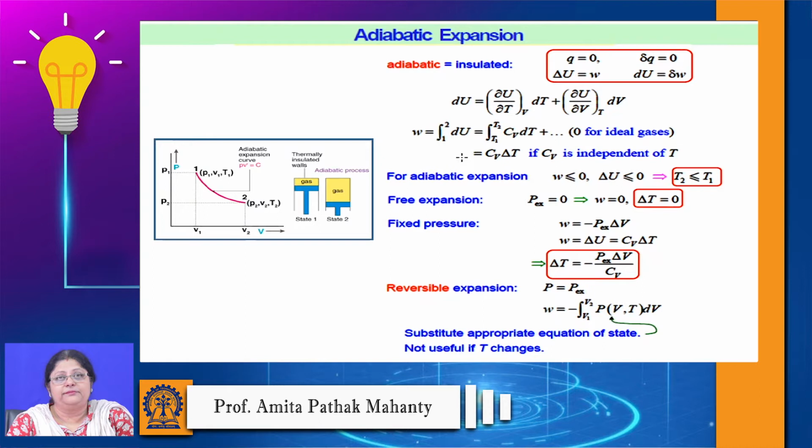So what happens here? If I want to find out the total work in an adiabatic process, Q is equal to 0. Total work will be equal to the integration of dU from initial to final, and that is nothing but, for an ideal gas, equal to CV dT.